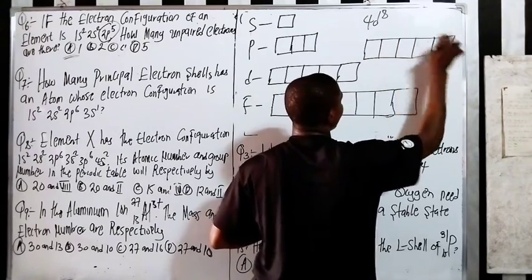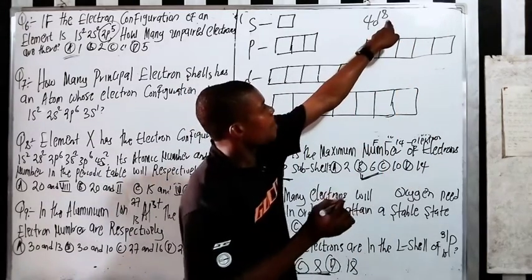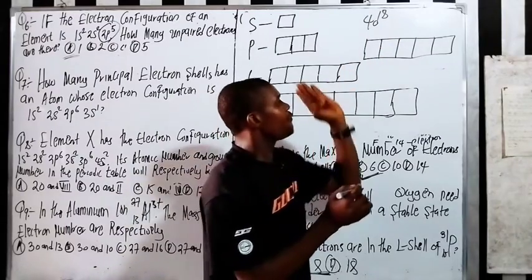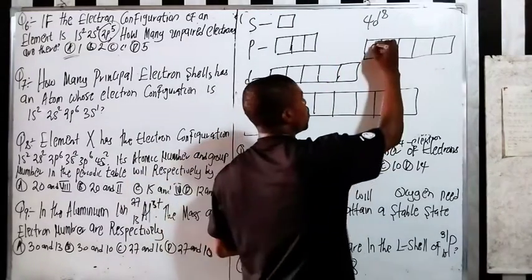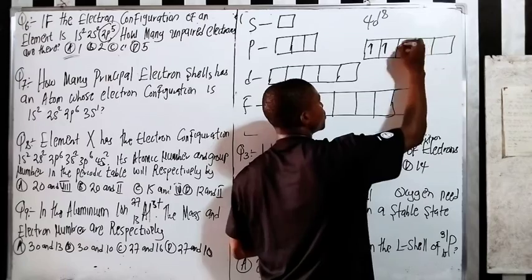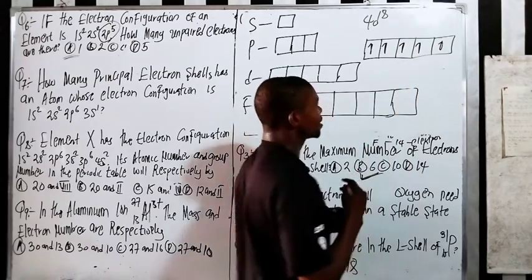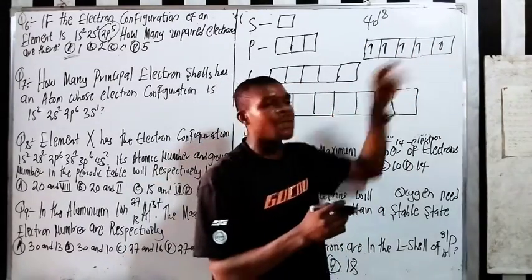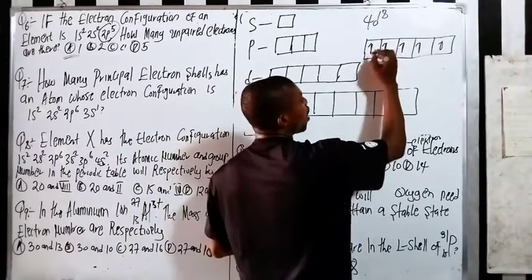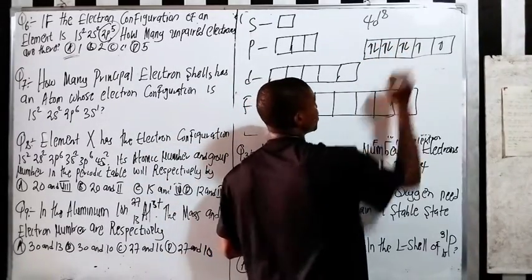1, 2, 3, 4, 5, right? How many electrons do I have here? 8. So therefore 5 is spin up. So you have 1, 2, 3, 4, 5, right? Now out of the 8, I've used 5. How many left? 3. So you have 5, 6, 7, 8, right?